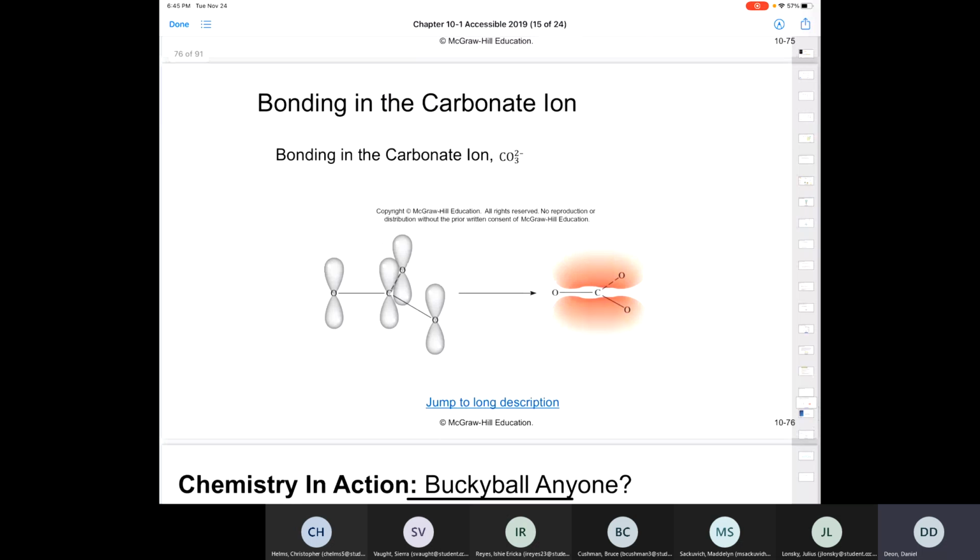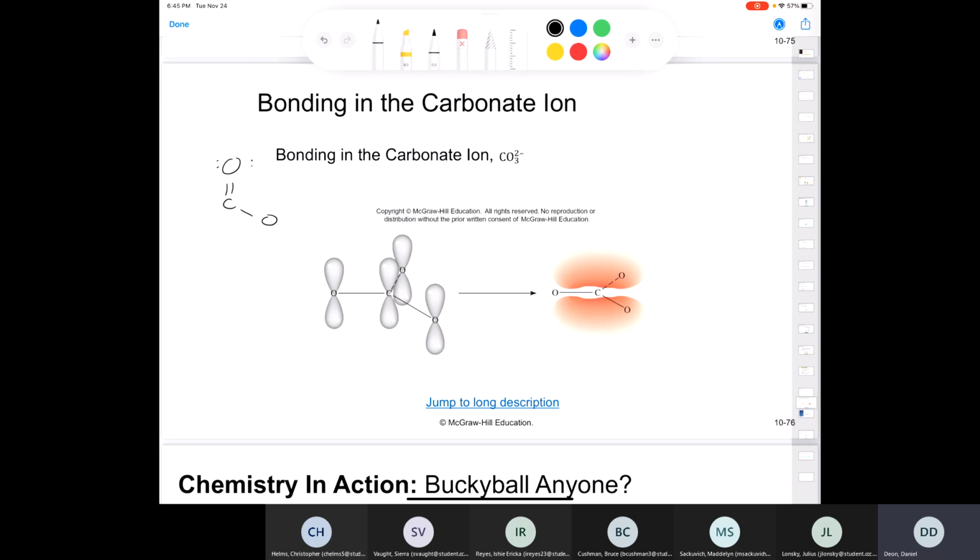Another example would be the carbonate ion, right? We looked at the carbonate ion, which is this right here, and we talked about the resonance structures of the carbonate ion. But if you look at the unhybridized p orbitals on all of the atoms in here, it forms a system where the electrons can move around, where they can be delocalized. And so all it does is it serves to stabilize the ion.